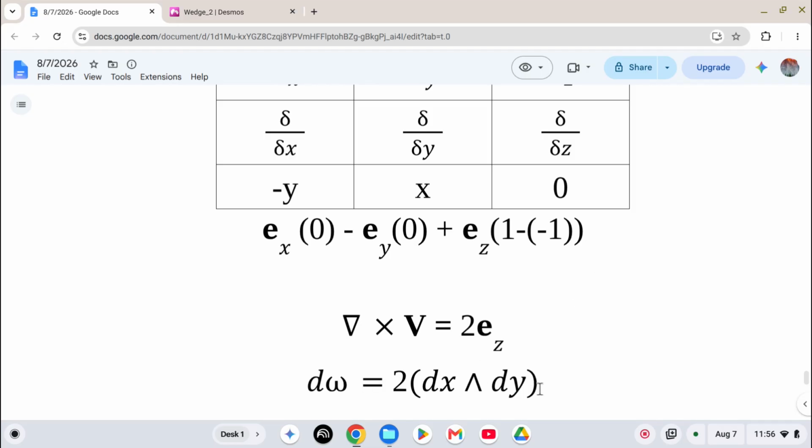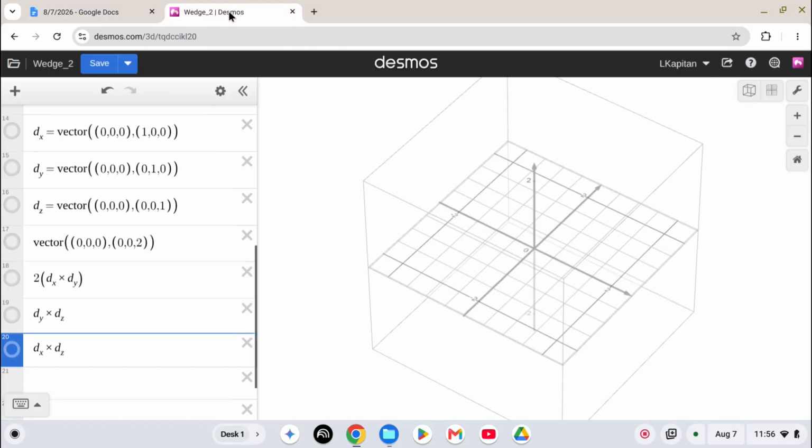So we've got, this is how it looks in vector calculus, and this is how it looks in differential geometry. And they are the same thing. And let's look and see why.